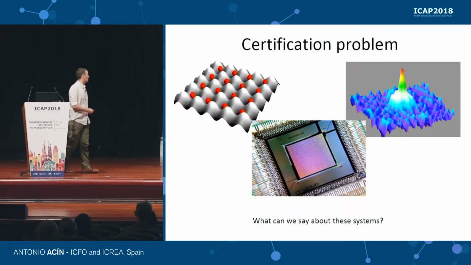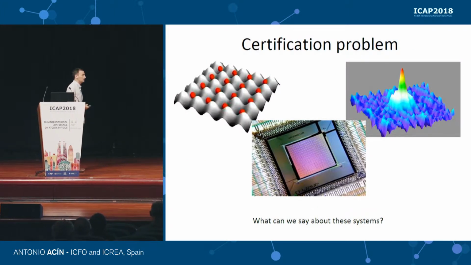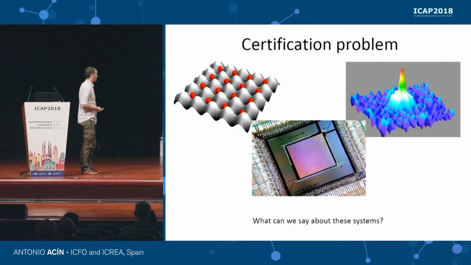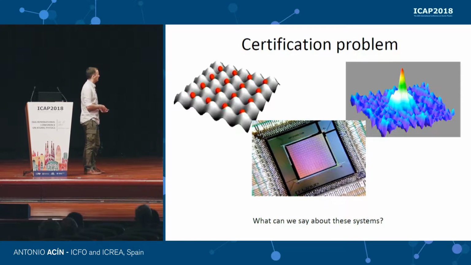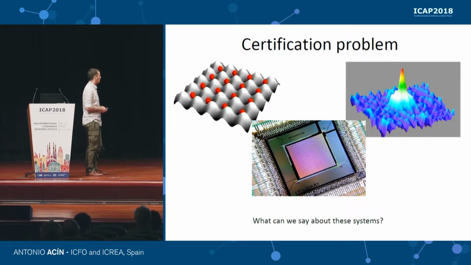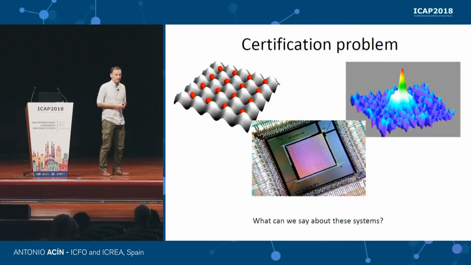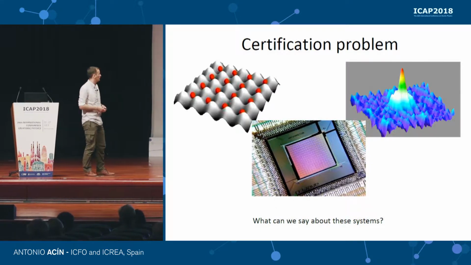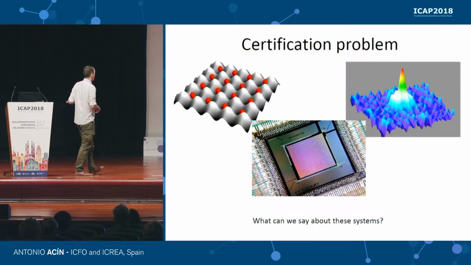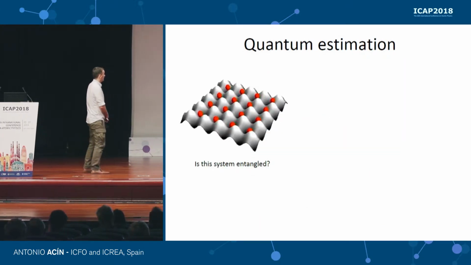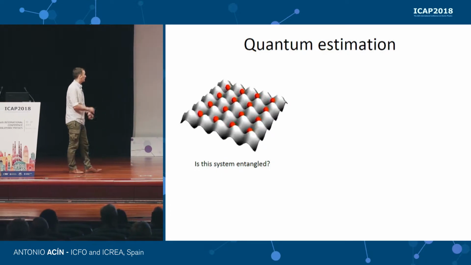The certification problem is very general, and it has been mentioned in several talks during this conference. At the moment, people are preparing complex quantum systems, and there is a need to develop efficient methods to say relevant things about these systems. I will start with a very typical problem in quantum information theory, or in quantum physics in general.